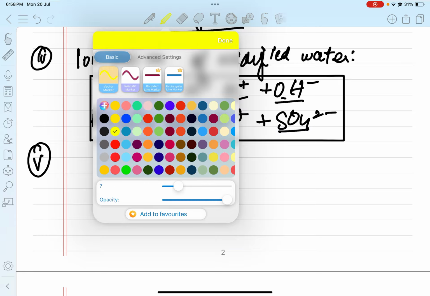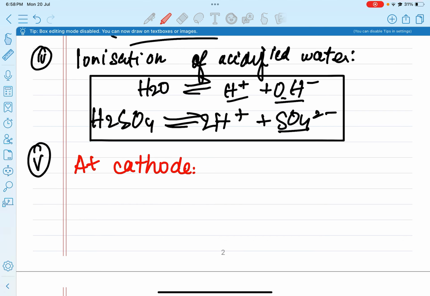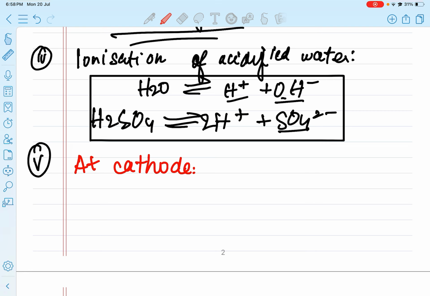First, let us do the reaction at cathode. अब देखो कैथोड में कौन जाते हैं? कटायंस. यहाँ पे हमारे कितने कटायंस हैं? एक ही कटायन है H प्लस, तो H प्लस जा रहा है. It's the only positively charged ion, so it migrates towards the cathode. So H plus migrates to the cathode.